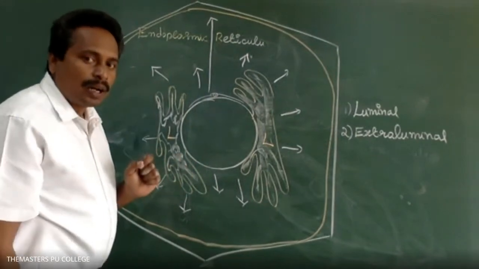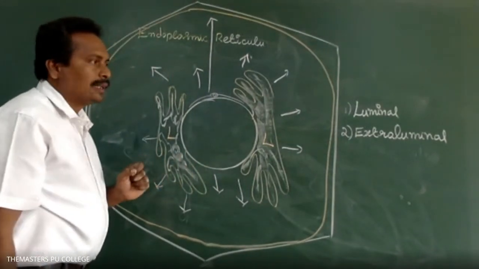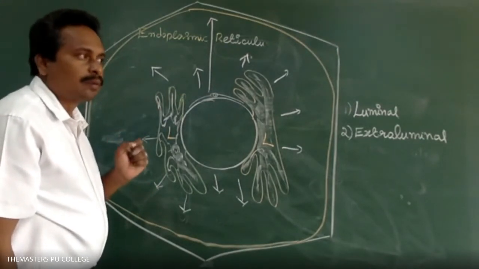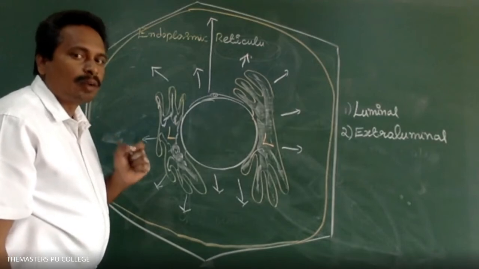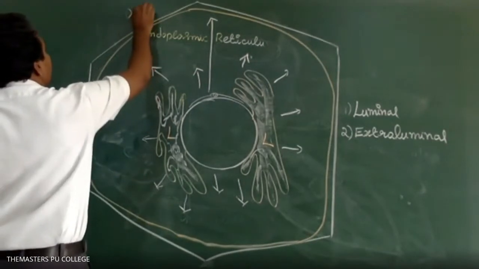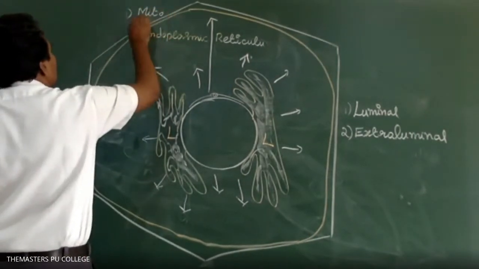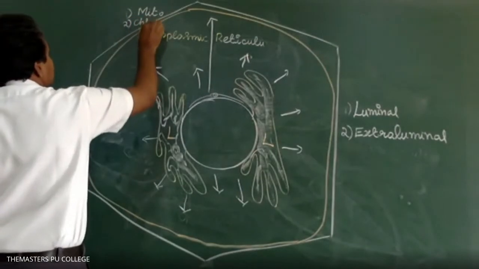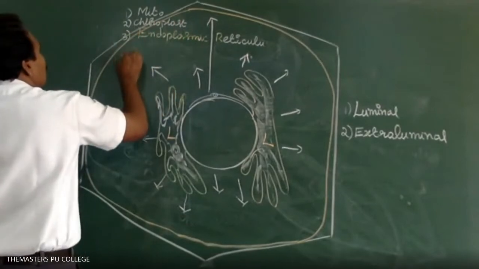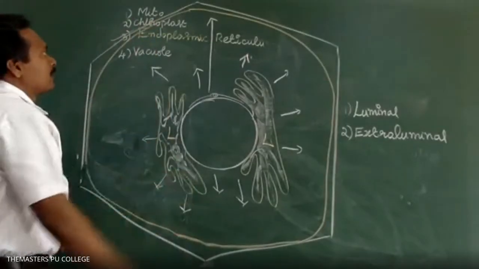Right, regarding this, which cell organelle differentiates the cytoplasm into luminal and extraluminal? Option 1 is mitochondria. Option 2 is chloroplast. Option 3 is endoplasmic reticulum. Option 4 is vacuoles. Option 3, endoplasmic reticulum. Option 3 is the correct answer.